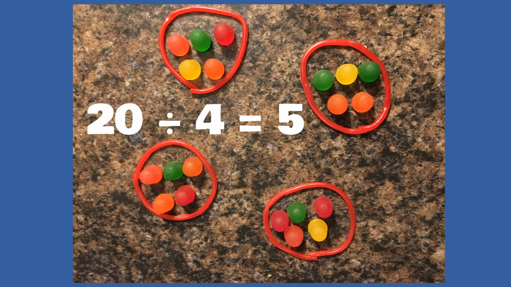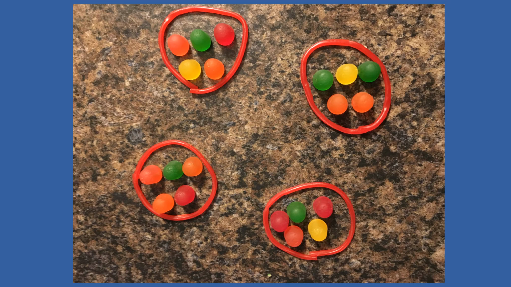Here's our final equation. We started off with 20 gumdrops. We have 4 equal groups, and inside of each circle, we have 5 gumdrops. So 20 divided by 4 equals 5. Another way of thinking about this equation is the fact that you're subtracting 4 each time. We're giving 1 gumdrop to each group until all of the gumdrops are gone. To me, that's what you do when you are sharing your candy.